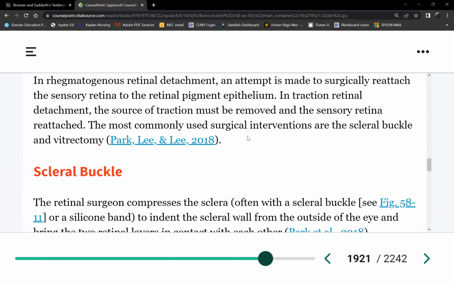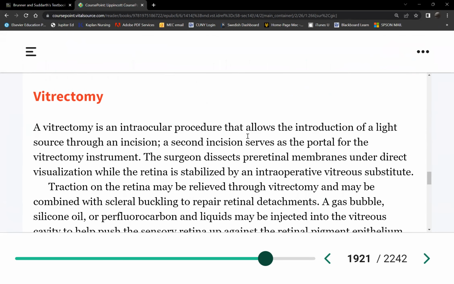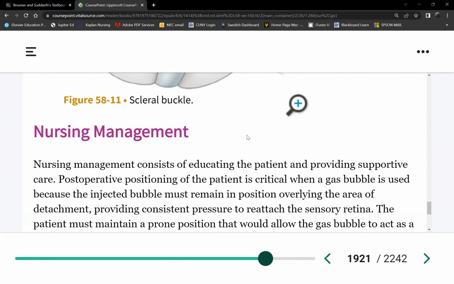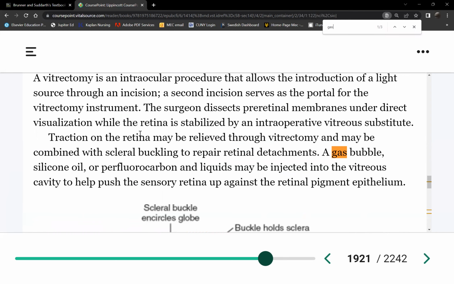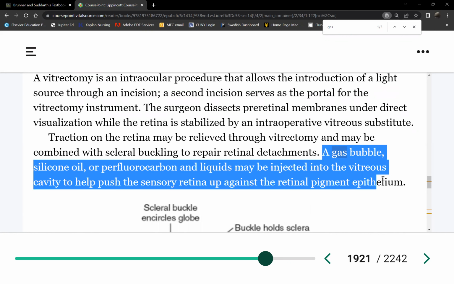Treatment is surgery. I won't repeat surgical management. Pre and post-op care, again, is the same as with cataracts, except one thing that's a bit different. One of the procedures is called vitrectomy. When they do vitrectomy, they use a gas bubble, silicone oil, or perfluorocarbon in the eyeball.